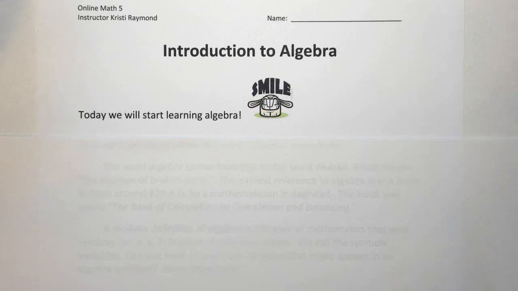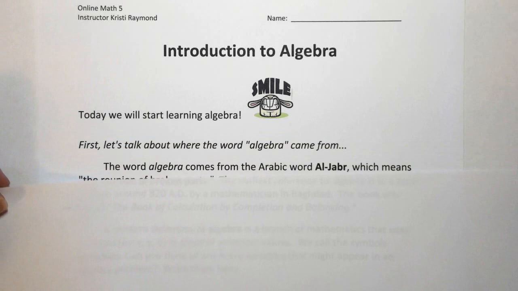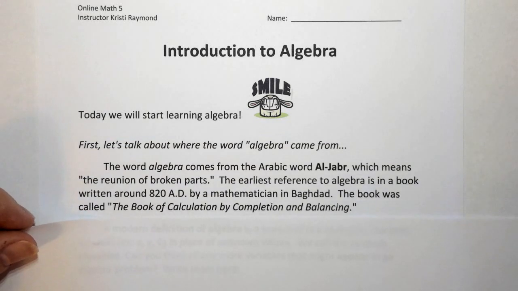Our lectures so far this quarter have been leading us to this point. Today is the day that we start learning about algebra. But first, let's talk about where the word algebra comes from. The word algebra comes from the Arabic word al-jabr, which means the reunion of broken parts.